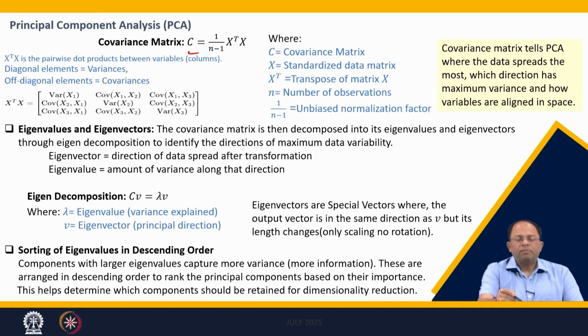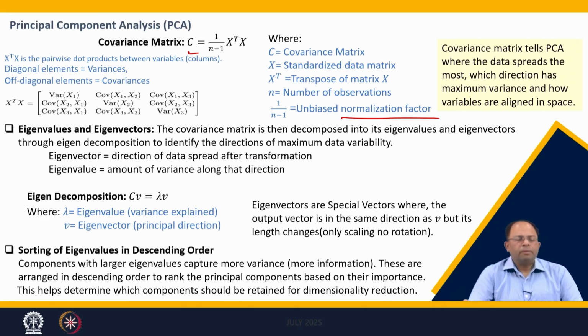And first we have to calculate the covariance matrix, which is given as C equal to 1 divided by n minus 1, times X transpose X, where X is the standardized data matrix and X transpose is the transpose of matrix X, right? And why do we divide by n minus 1? Because it is understood as the unbiased normalization factor. So we are also normalizing this dot product between X transpose and X, right?